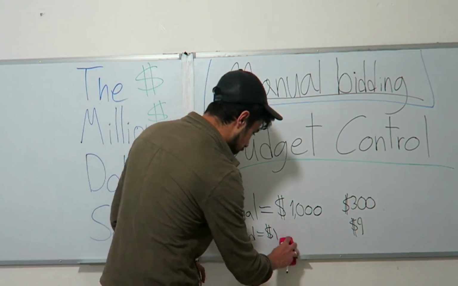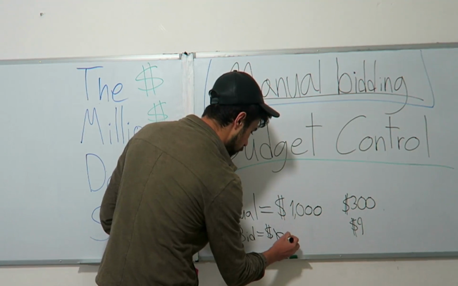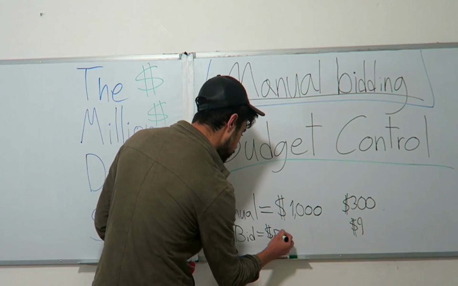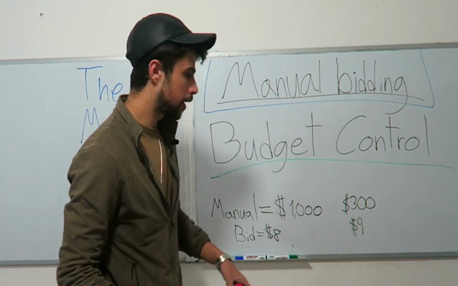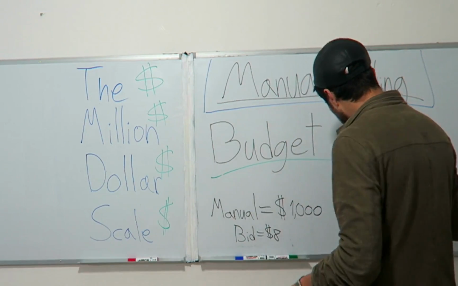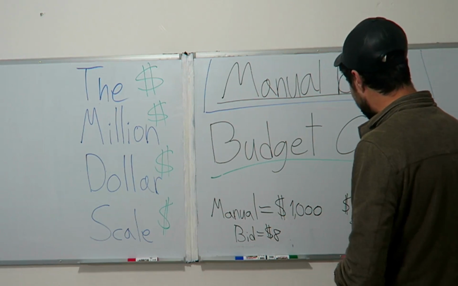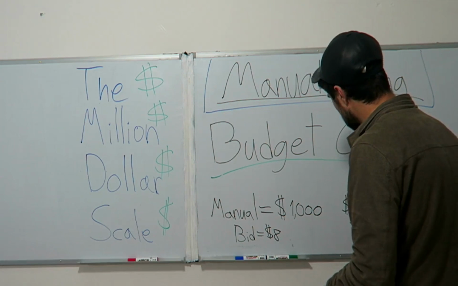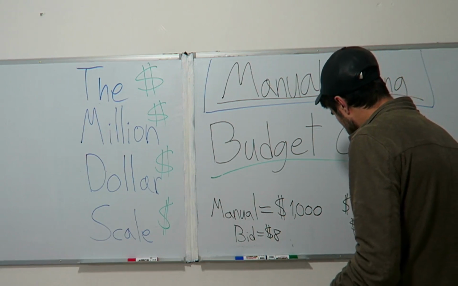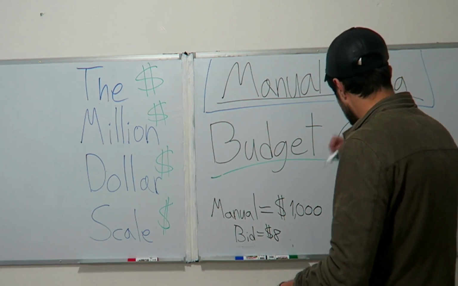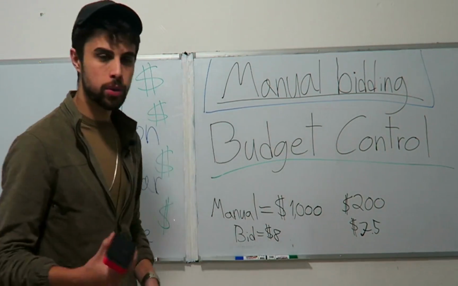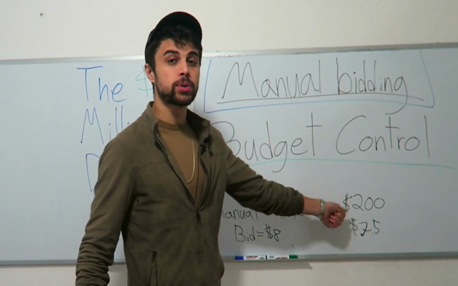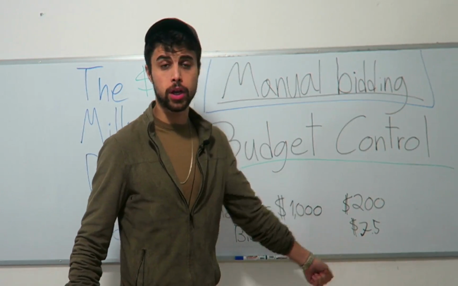I will decrease the bid. Remember, the bid on this was $10. I will decrease the bid from $10 to $8. Wait another day. And the next day, suddenly, the ad spends only $200, but the cost per purchase was $7.50. You see what's going on here? The more I increase the bid, the more Facebook spends, and the more expensive my cost per action is.